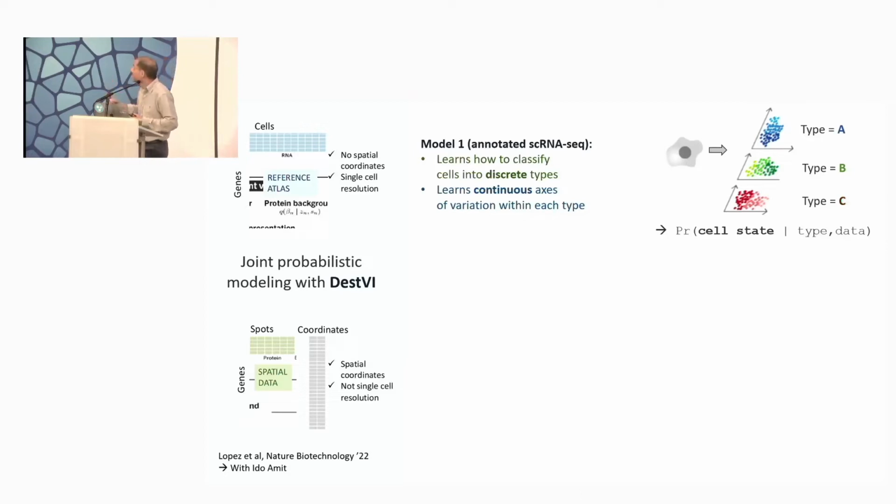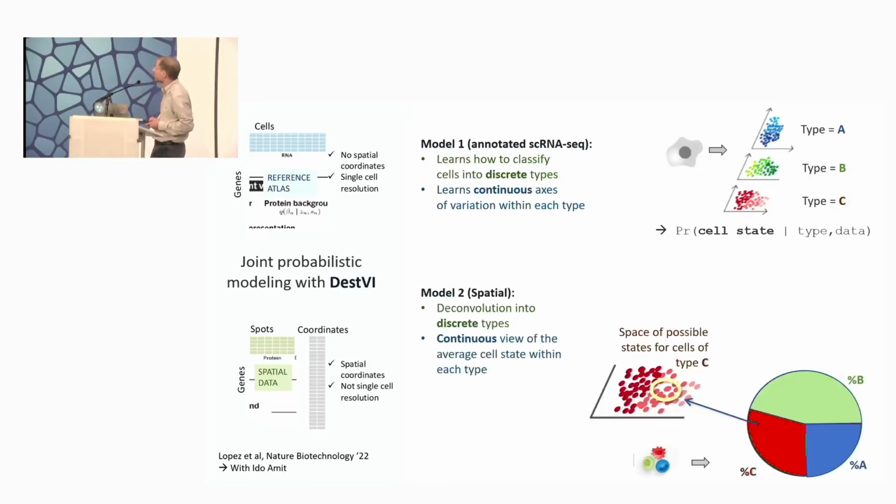This model is similar in some way to ScanVI, and you can think about it as two components. The first component learns how to classify very broad categories of cell types from each other, and the second one learns continuous axes of variation within every cell type, and gives us some probabilistic estimate of what the cell state is within every cell type, conditioned on what I'm seeing and conditioned on the cell type itself.